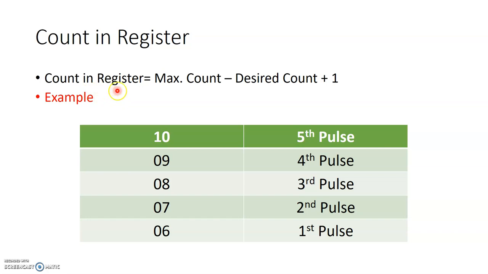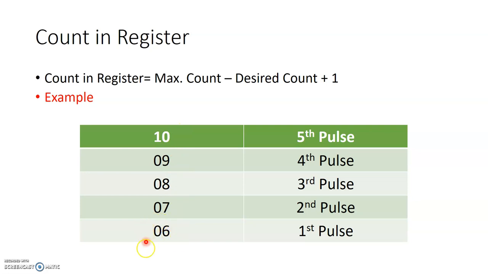So you must be wondering how this formula came. To understand this formula, let's take an example. Say I have an imaginary register which can count up to 10. The maximum value is 10, and I am interested in counting 5. So what should I put initially so that I can get a count of 5?